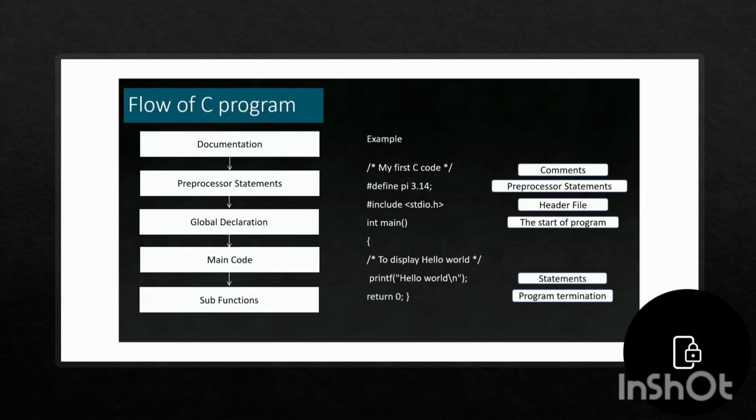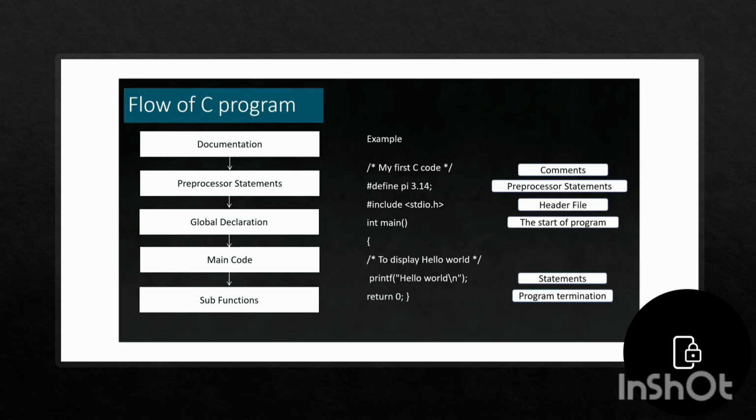Flow of C program. This slide represents the structure of a typical C program and walks you through its various components. Here's a breakdown of what each part represents. The documentation part. The first part of any program is usually documentation. This is where we write comments to describe what the code does. These comments help others understand the program's purpose.